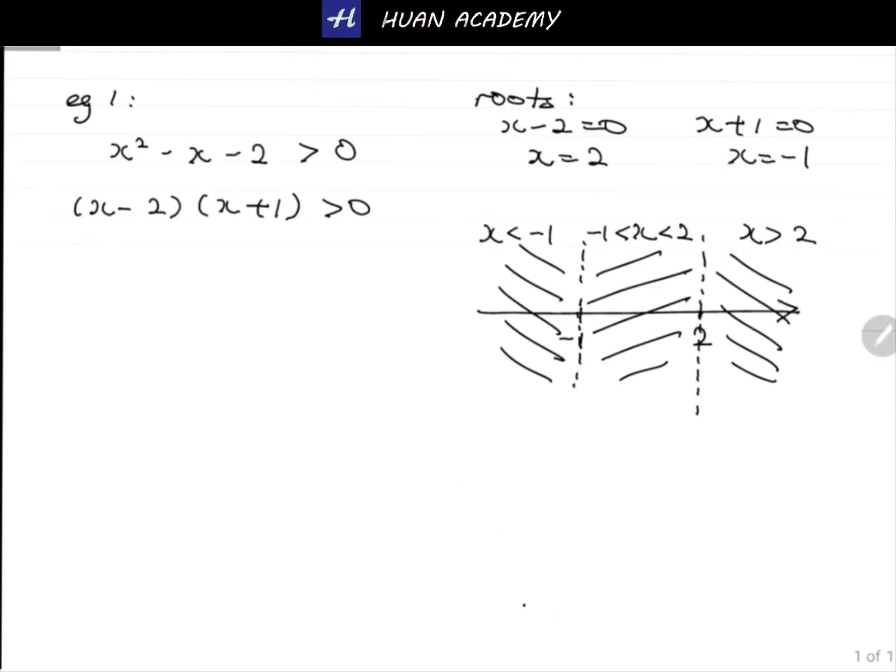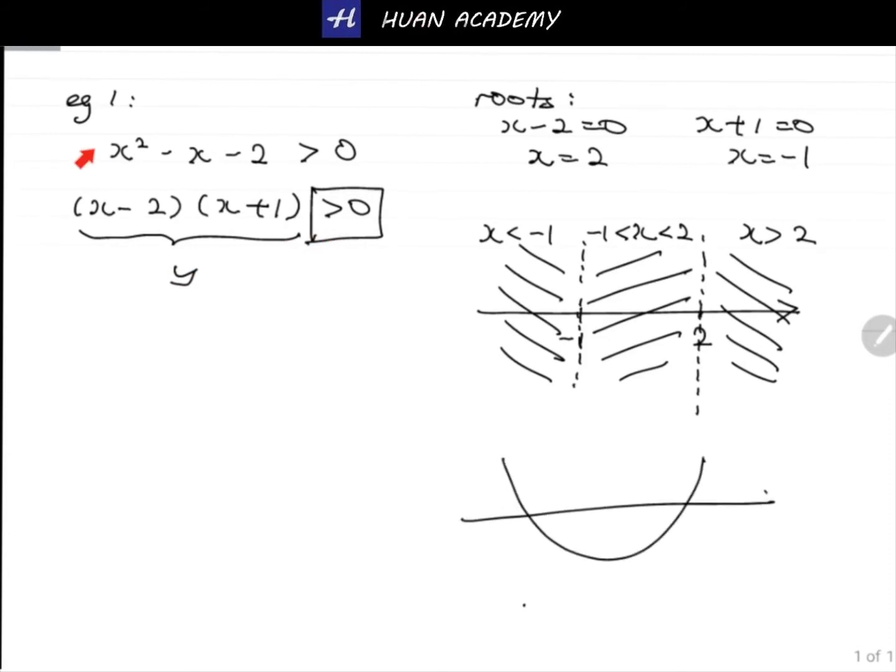We have to assume that x minus 2 times x plus 1 is y. So in this case we are looking for y greater than 0. Since a is positive, it is a happy face with a U shape. So let's put in the roots negative 1 and 2 again, and this is the y-axis. Above the x-axis is where y is greater than 0, and below the x-axis is y smaller than 0. So we are looking for y greater than 0, and we notice that these are the points for which y is greater than 0.